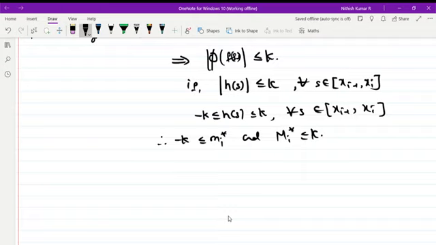Similarly, capital M_i* is the supremum of h in the closed interval [x_{i-1}, x_i], but K is an upper bound of h in the closed interval. Since M_i* is the least upper bound, M_i* is less than or equal to K, and this is true for all i between 1 and n.